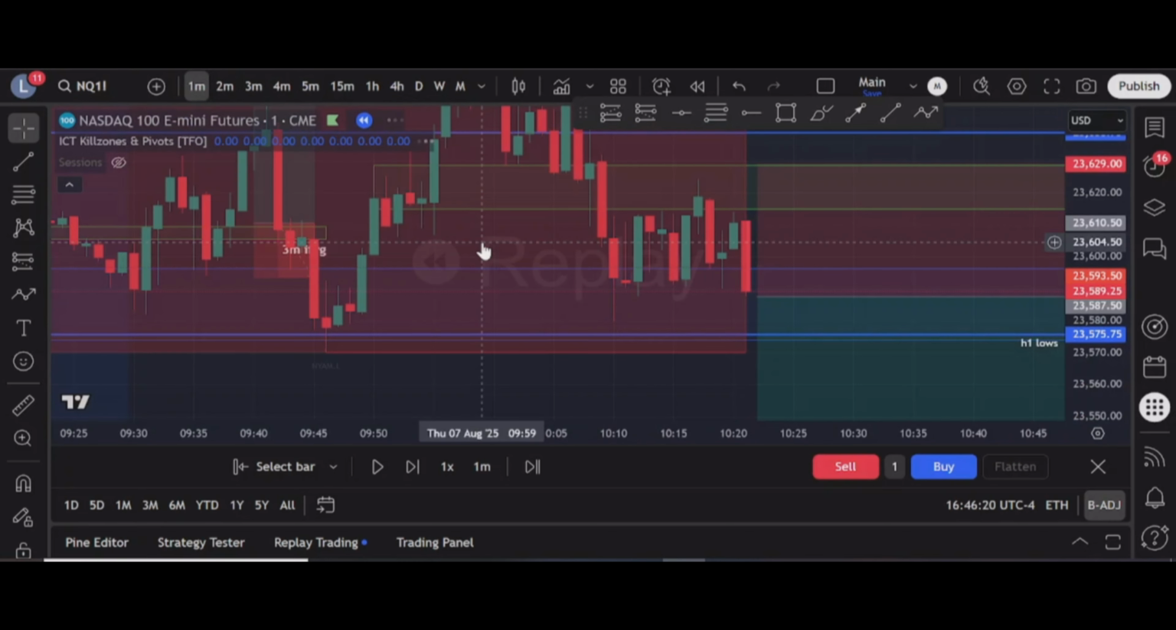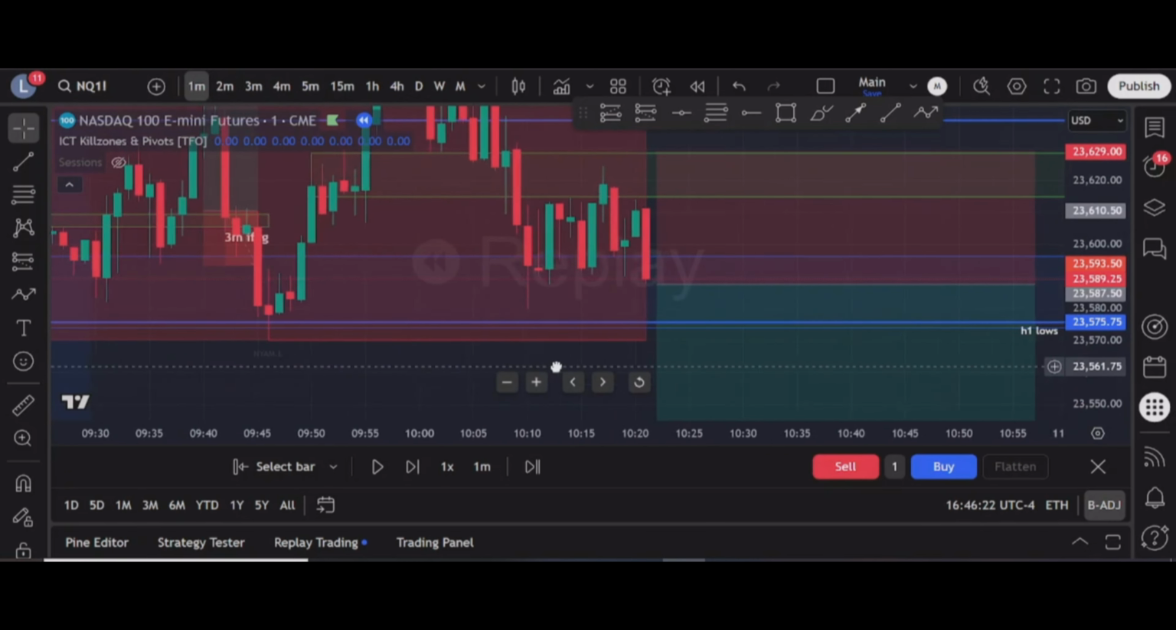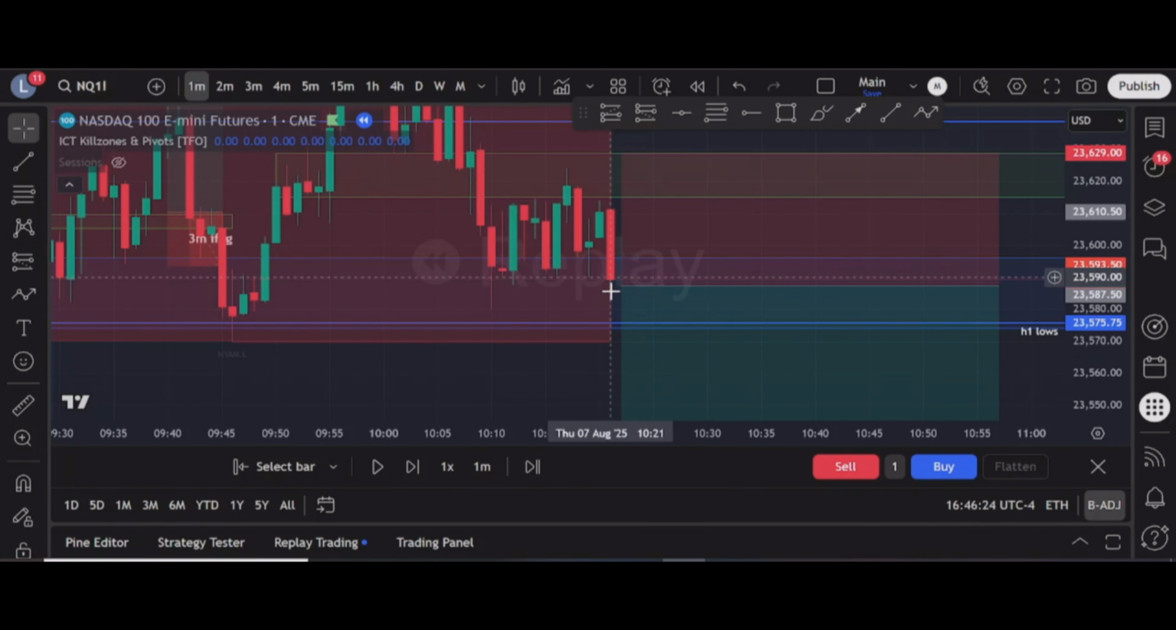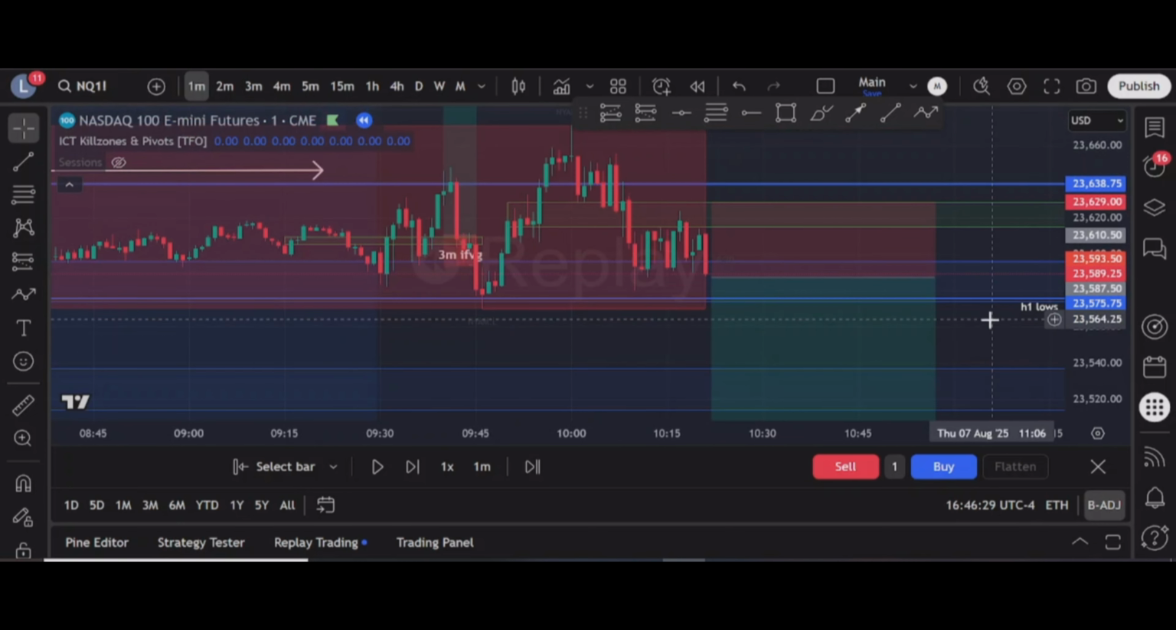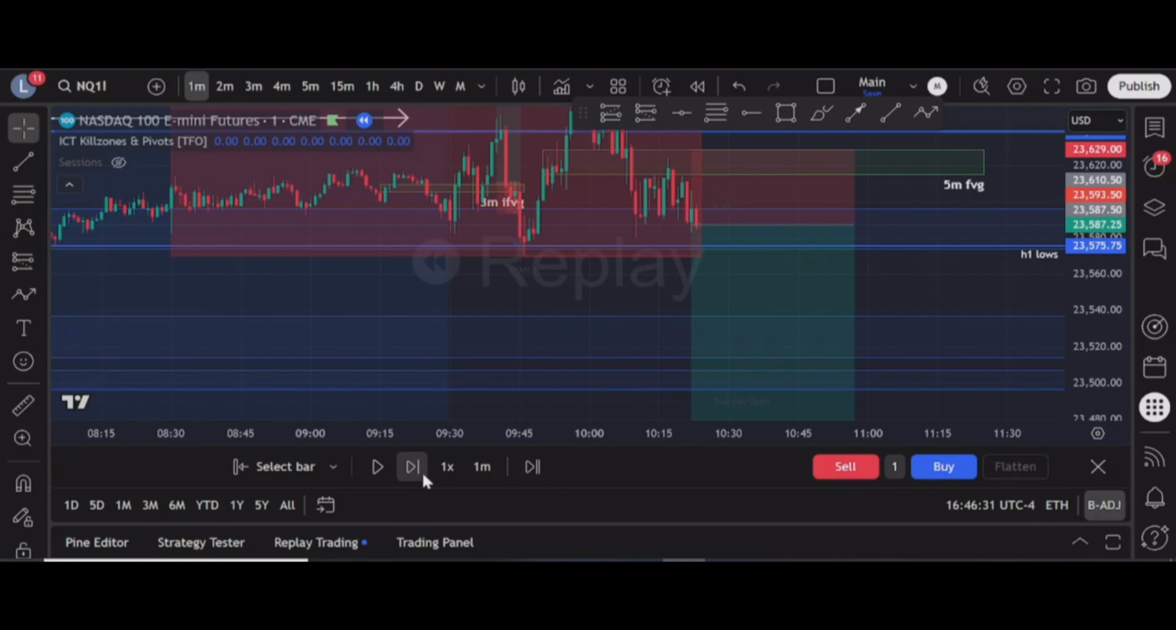You're looking for an entry off either a break of structure or an inverse fair value gap to the downside in this case. I take my entry here on this break of structure. I put my stops above the 5-minute fair value gap. And for me, we're just targeting down.